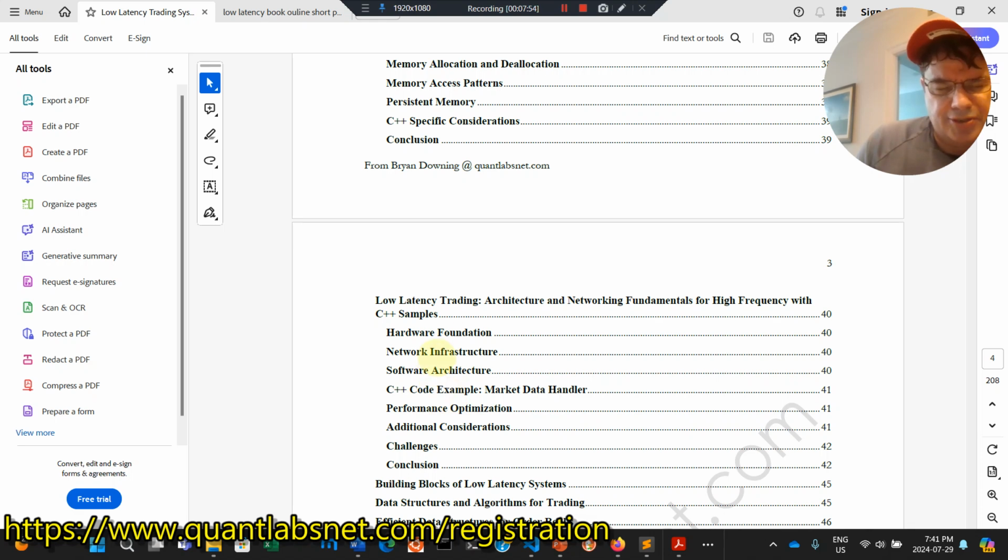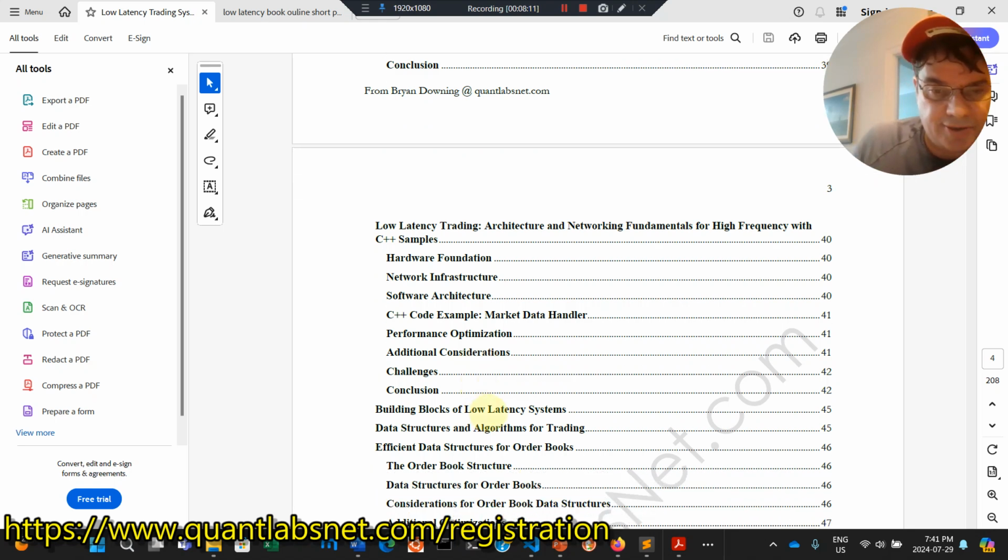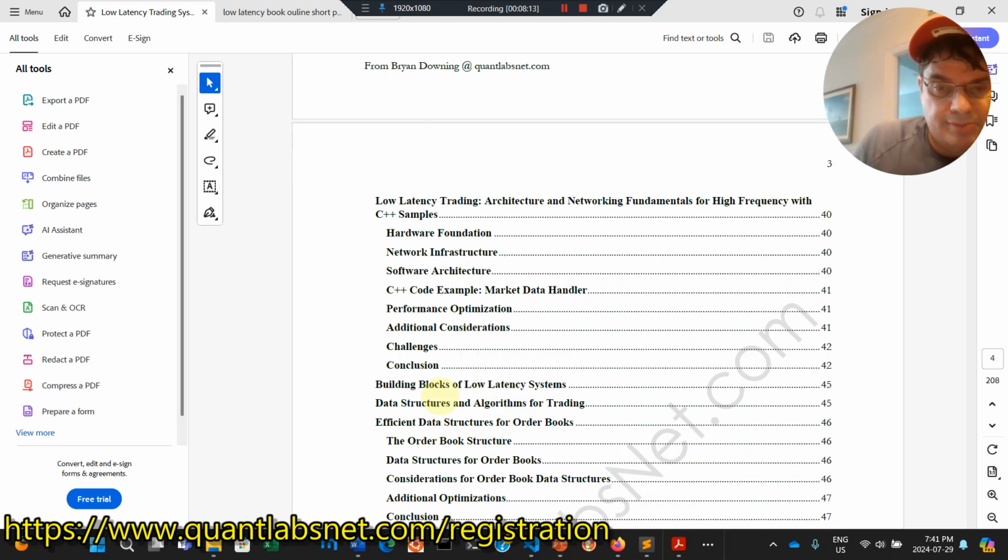Obviously, you got software architecture and network architecture, hardware foundation. And again, I mentioned the C++ coding examples. These are very, very basic and very primitive. One example, market data handler with performance optimization and other considerations. Building blocks of low latency systems, there's a lot.